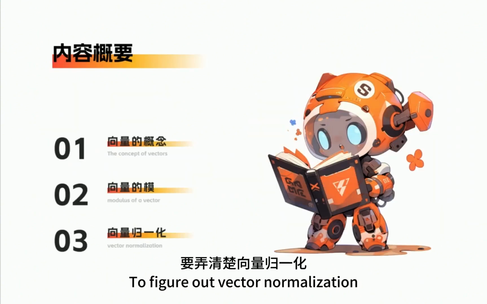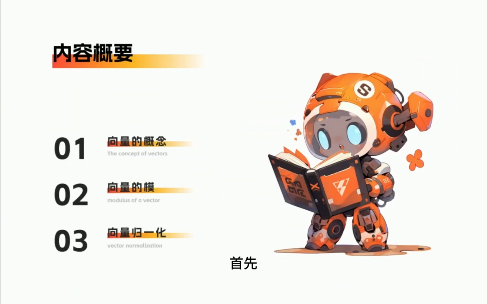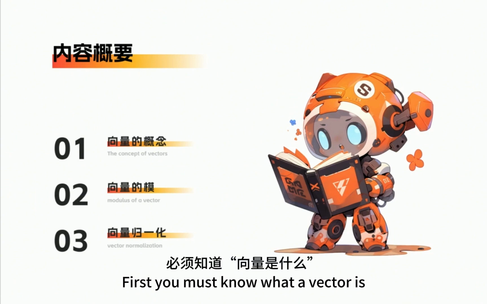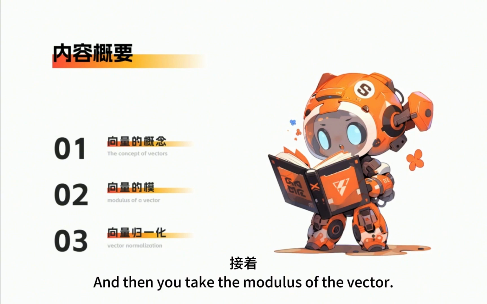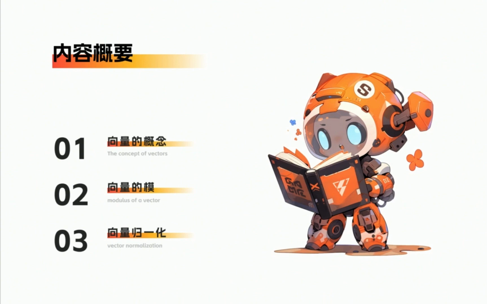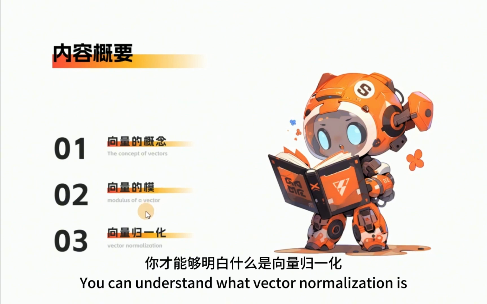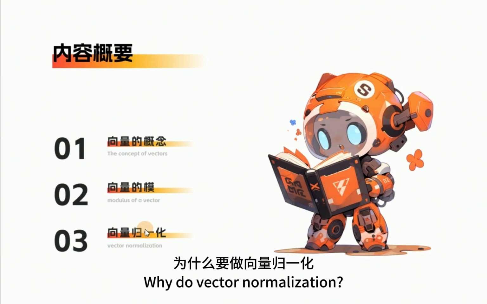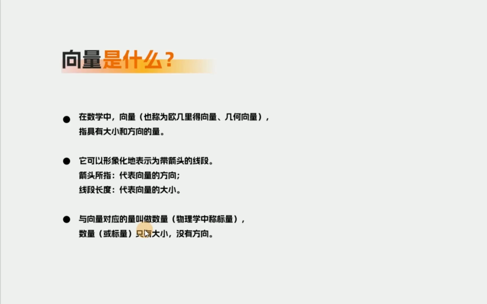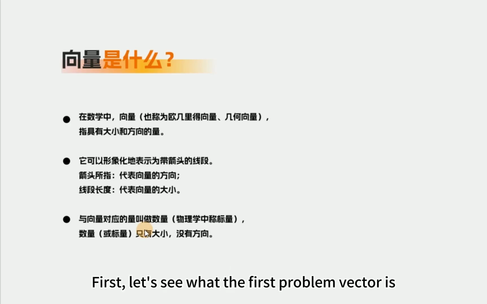To figure out vector normalization, first you must know what a vector is. Then you take the modulus of the vector. And finally, you can understand what vector normalization is, and why we do vector normalization. First, let's see what a vector is.